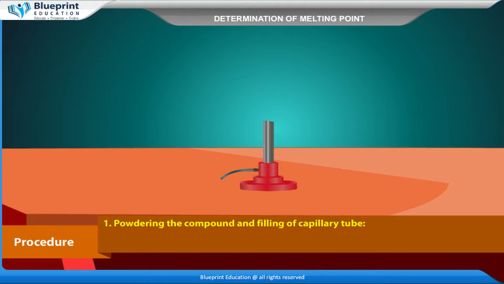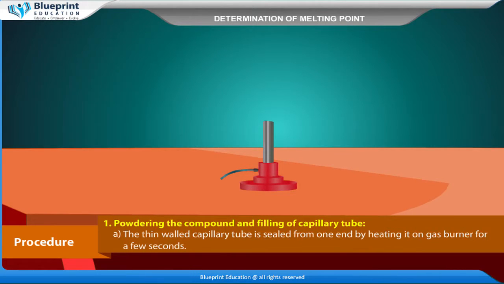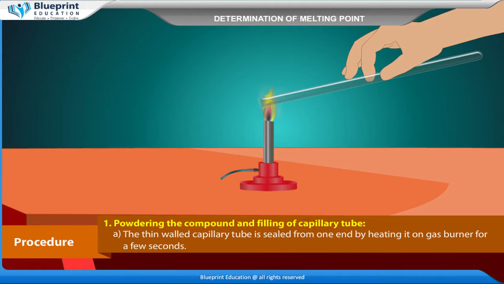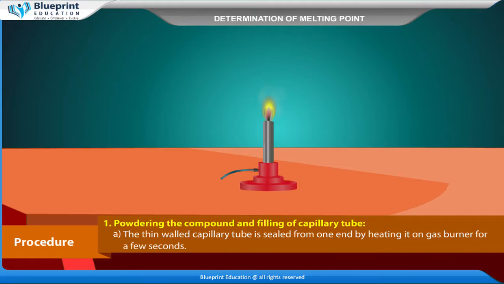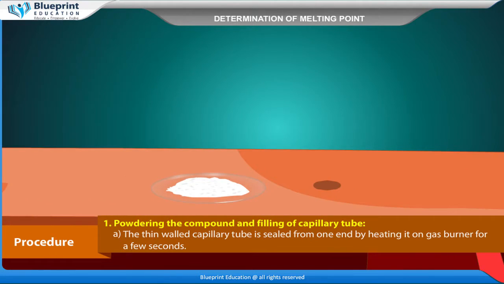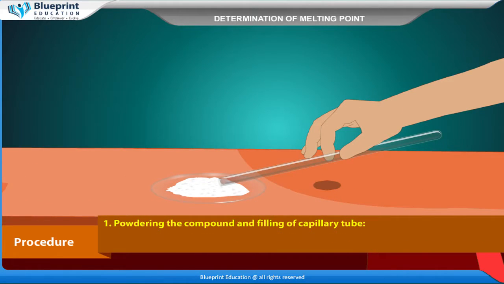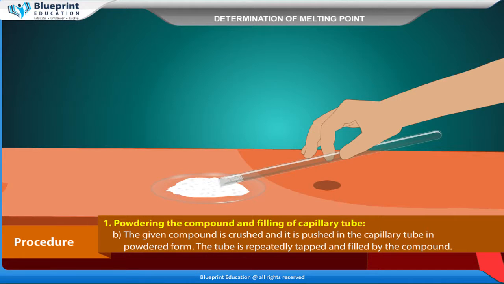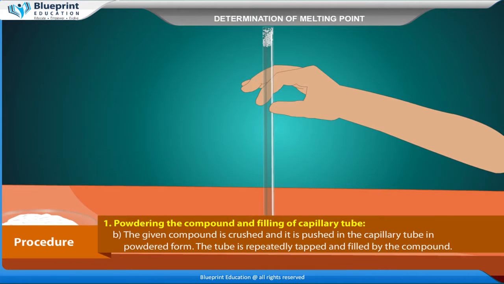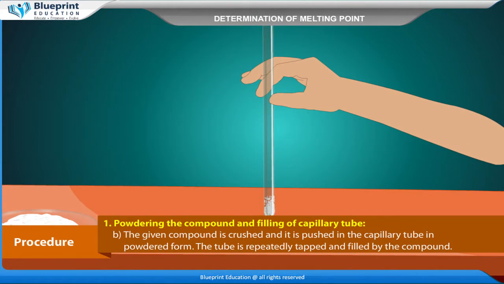Procedure: powdering the compound and filling of capillary tube. A. The thin-walled capillary tube is sealed from one end by heating it on a gas burner for a few seconds. B. The given compound is crushed and pushed into the capillary tube in powdered form. The tube is repeatedly tapped and filled with the compound.